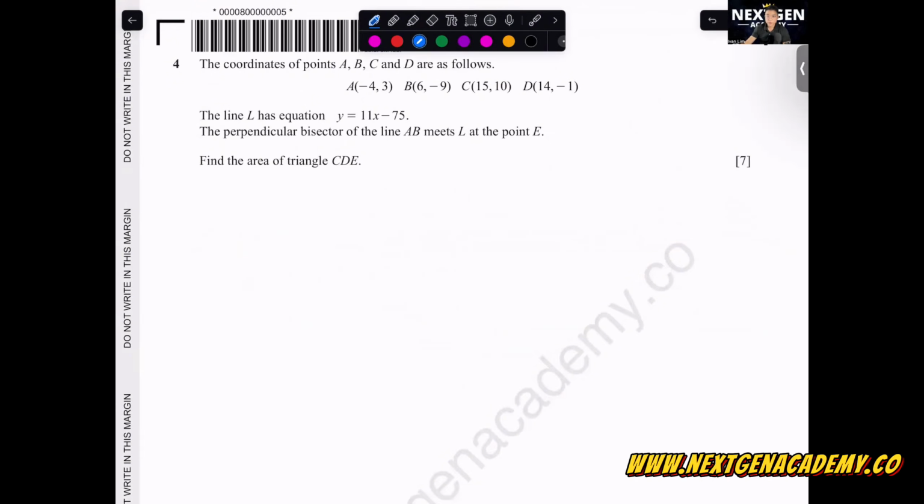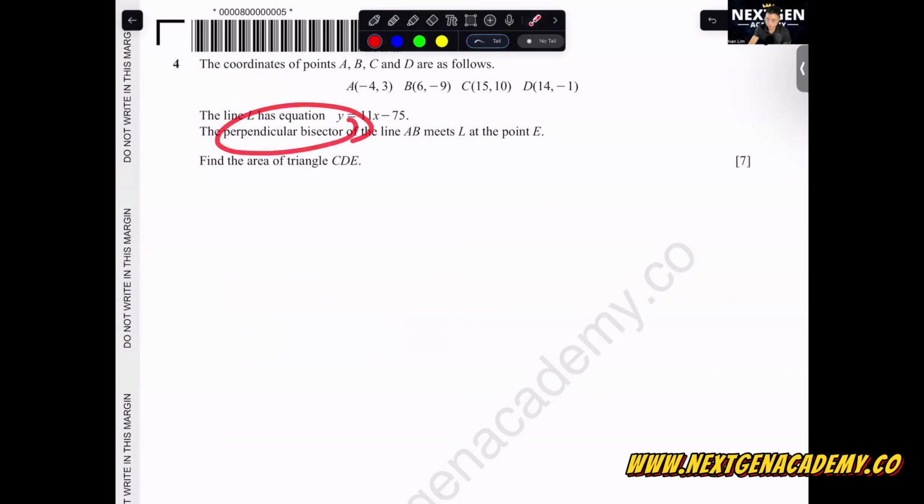The coordinates of points A, B, C, and D are as follows. Okay, we got A, B, C, D. The line L has equation y equals 11x minus 75. The perpendicular bisector of the line AB meets L at the point E. Find the area of the triangle CDE. Okay, got 4 points. The first thing is to find what is the point E. Where is this point E?